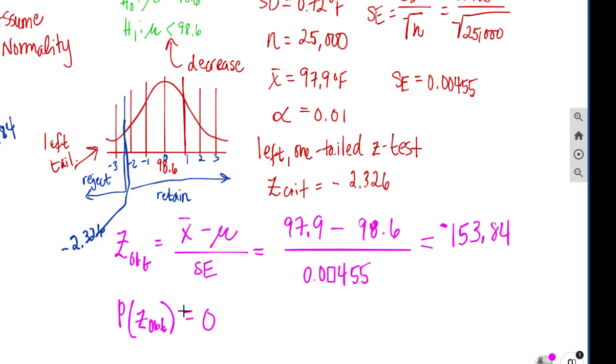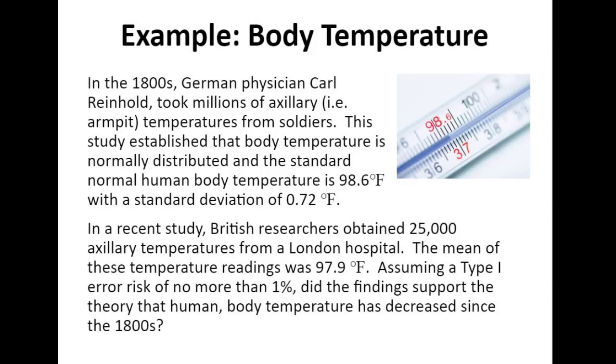So the probability of getting that Z obtained is 0. So when we're looking at the results, at the end of the day, we have enough evidence that we can reject the null. This is statistically significantly lower than the presumed body temperature standard. In the last step, we want to make sure that we can write our findings in the context of the question.